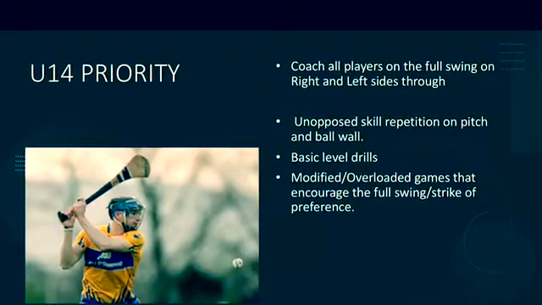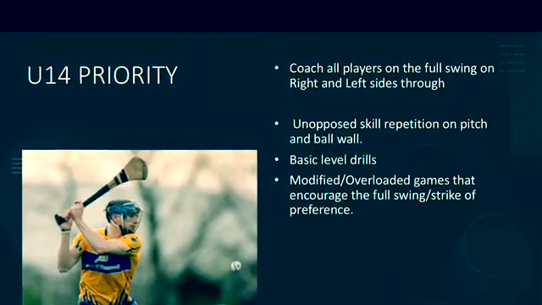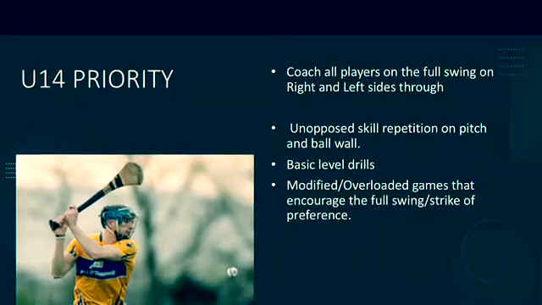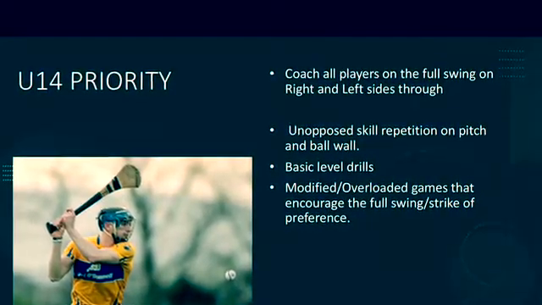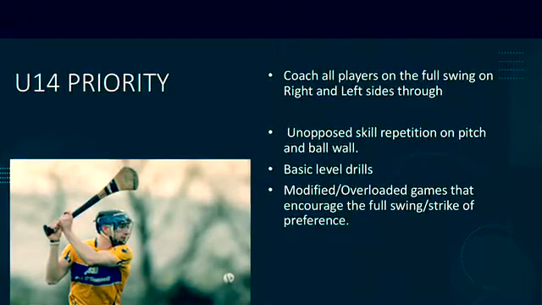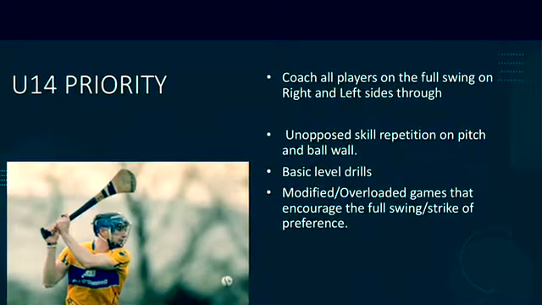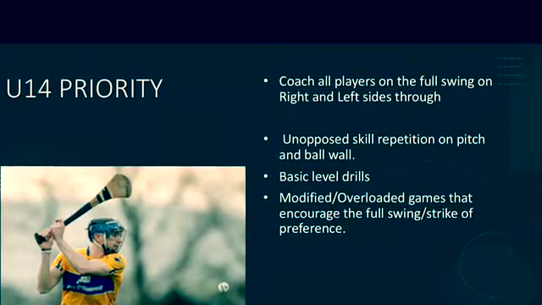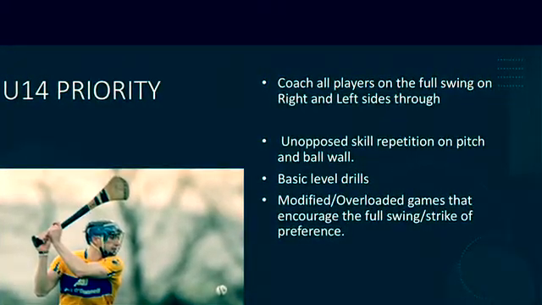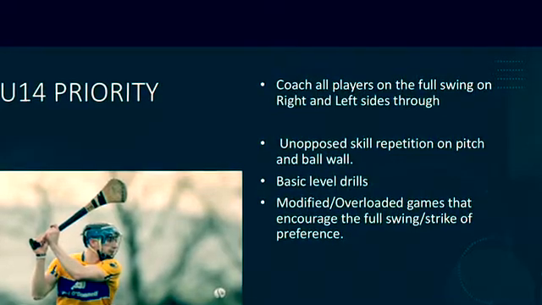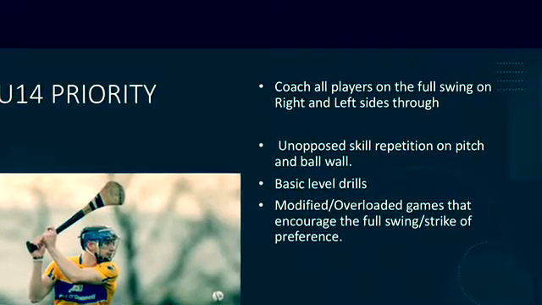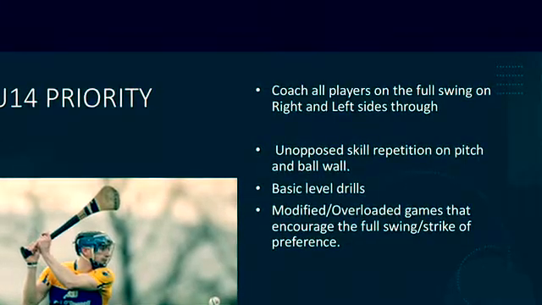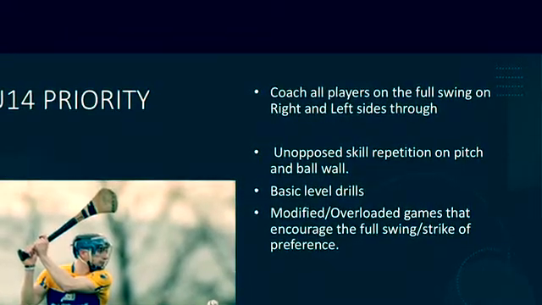So the under 14 priorities is to coach all players on the full swing on right and left sides through unopposed skill practice and on the pitch and the wall, basic level drills and modified or overloaded games that encourage the full swing and the strike of preference. And at the end of the year, we'd like our coaches to be able to look at the players and say, we know how many of our players are able to have the full swing on their right, and we know how many players have the full swing on their left.